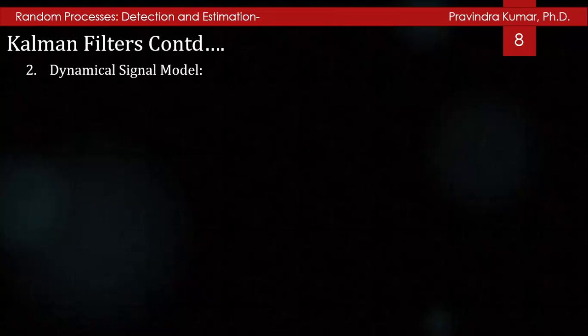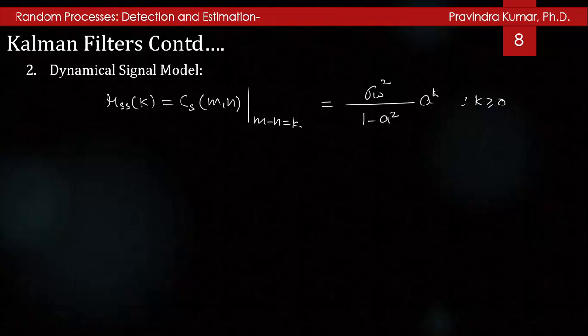Since the covariance becomes an autocorrelation function, R_S(k) is equal to C_S(m,n) with m minus n equal to k, it will be equal to sigma omega square divided by 1 minus a square, into a to the power k, where k is greater than or equal to 0.